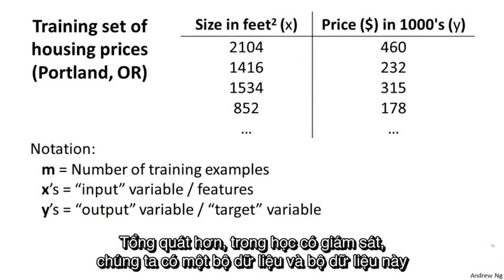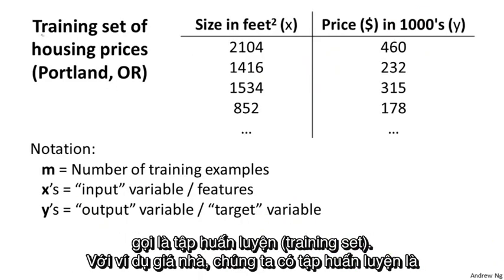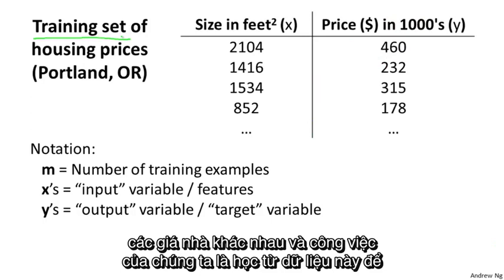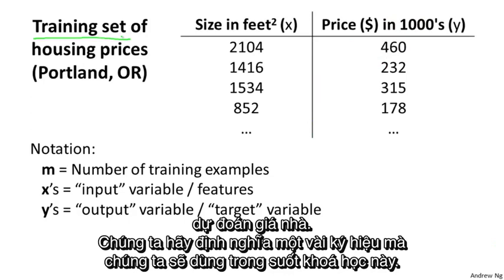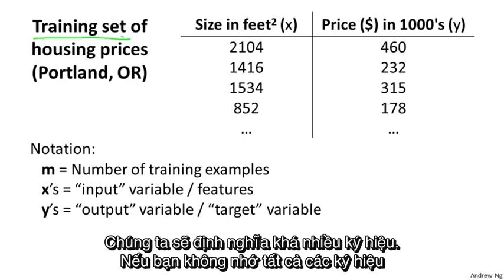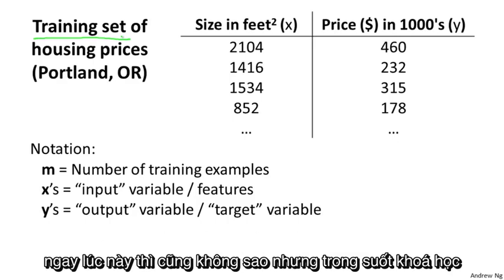More formally, in supervised learning, we have a data set, and this data set is called a training set. So for a housing price example, we have a training set of different housing prices, and our job is to learn from this data how to predict the prices of the houses. Let's define some notation that we're using throughout this course. I'm going to define quite a lot of symbols. It's okay if you don't remember all the symbols right now, but as the course progresses, it'll be useful to have a convenient notation.